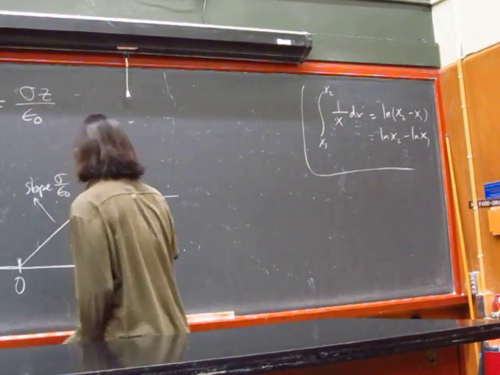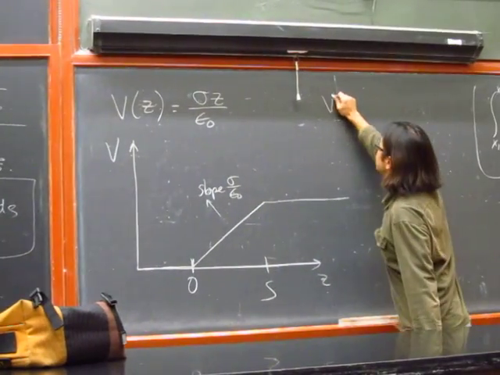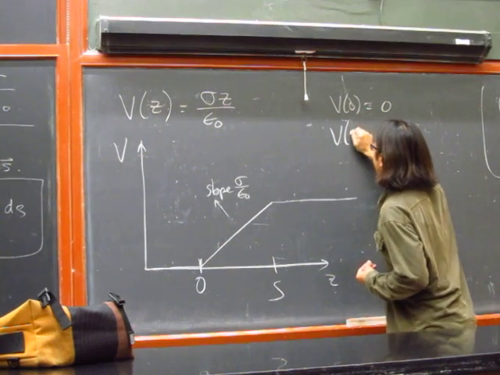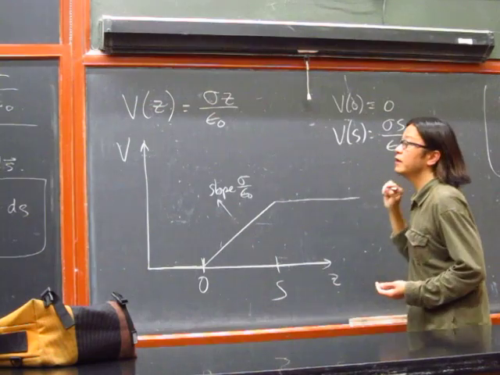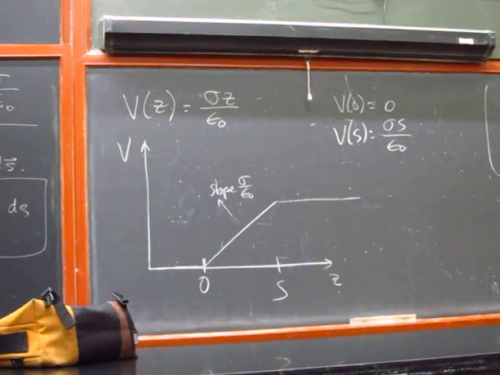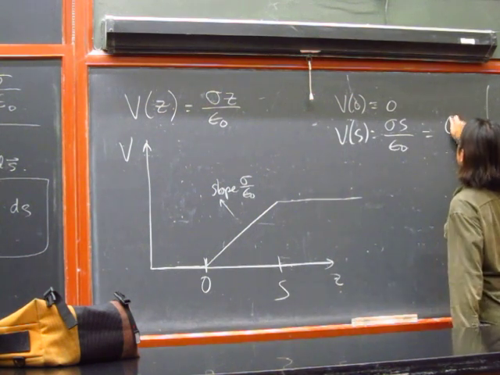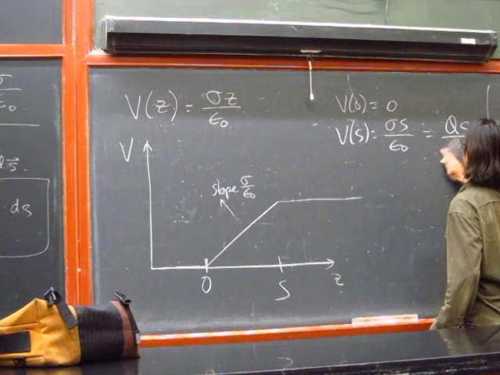And what is the potential at S? The potential at 0 is 0, and the potential at S is given by sigma S over epsilon naught. Let me substitute Q over A for sigma. Then I would get Q S over A epsilon naught.